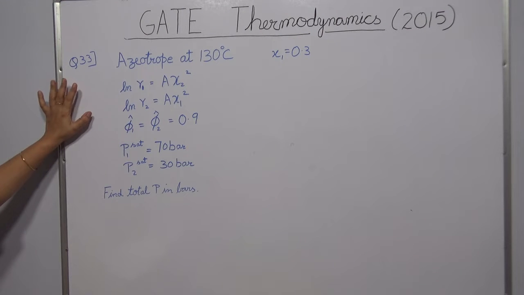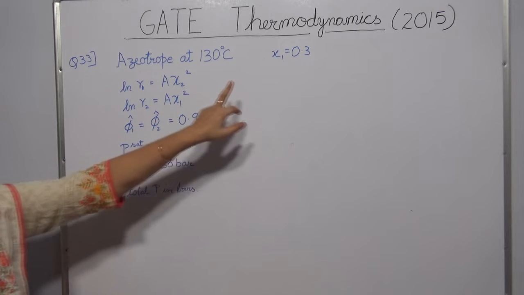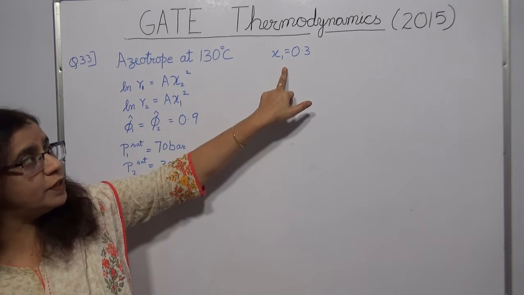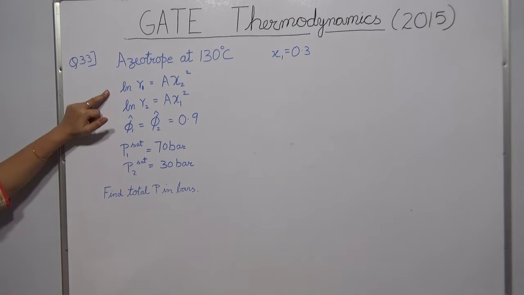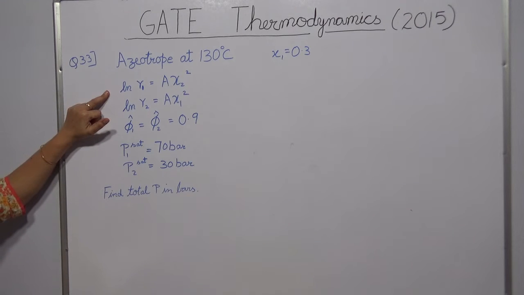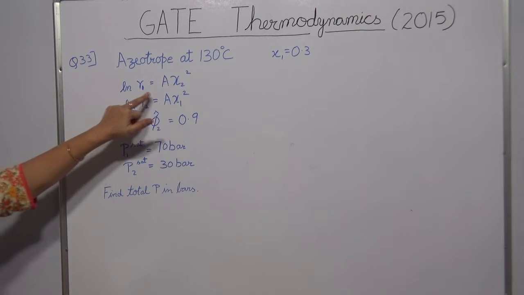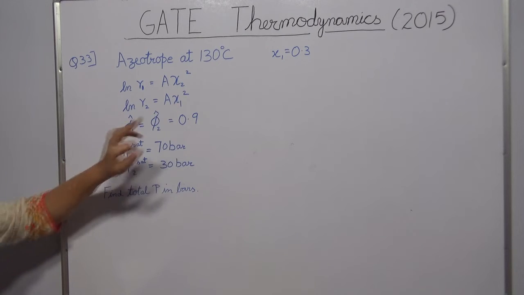It talks about a binary mixture of component 1 and 2 that form an azeotrope at 130 degrees centigrade. And they give you the information that the mole fraction of component 1 in the liquid phase is equal to 0.3. Further they give that the non-ideality in the liquid phase is described by these two equations, that is ln gamma 1 is equal to a x2 square, ln gamma 2 is equal to a x1 square.